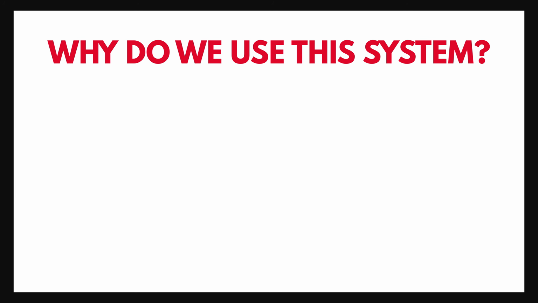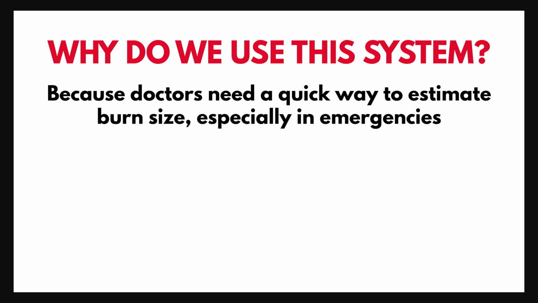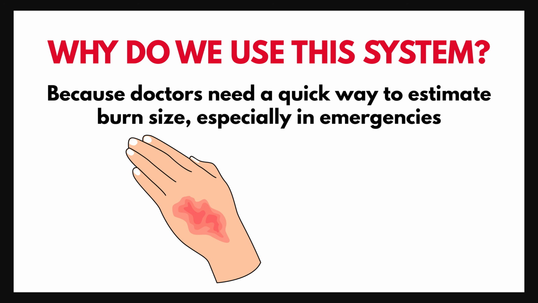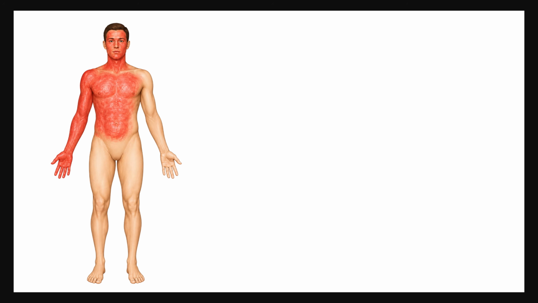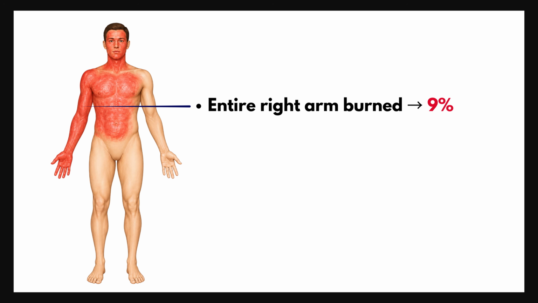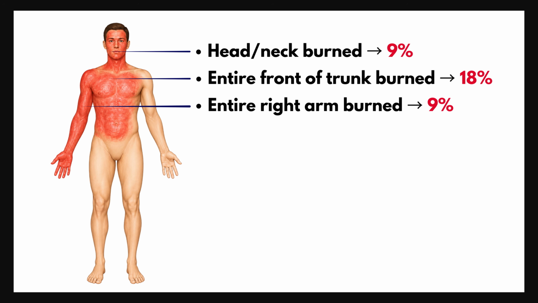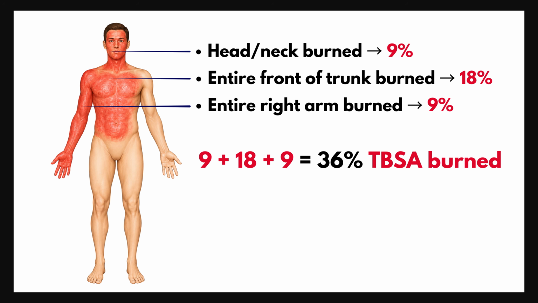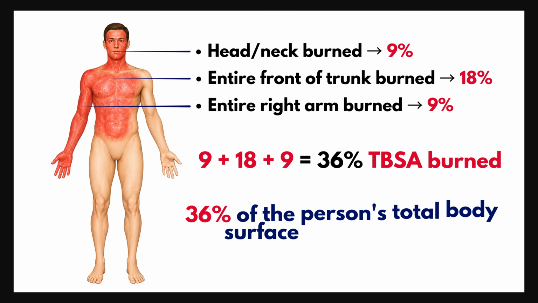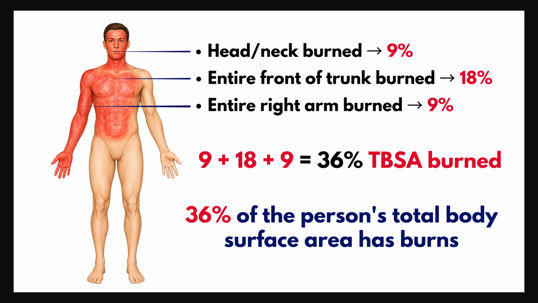Why do we use this system? Because doctors need a quick way to estimate burn size, especially in emergencies. For example, imagine an adult has entire right arm burned, 9%, entire front of trunk burned, 18%, head and neck burned, 9%. Total: 9 plus 18 plus 9 equals 36% TBSA burned. That means approximately 36% of the person's total body surface area has burns.